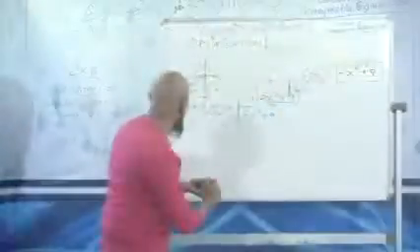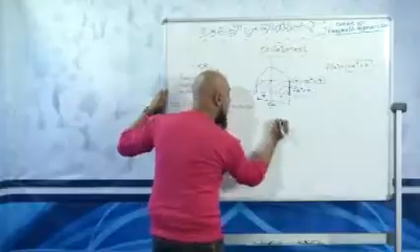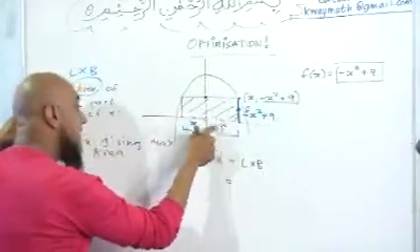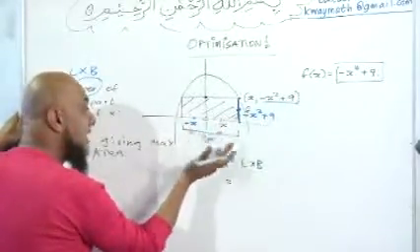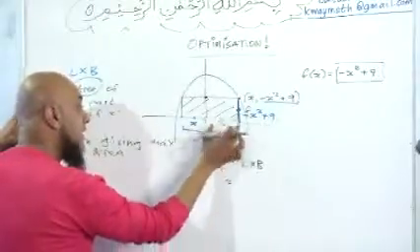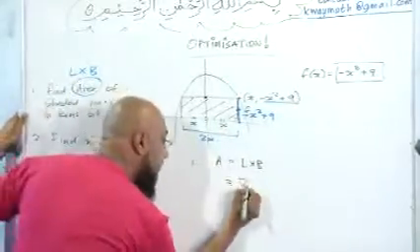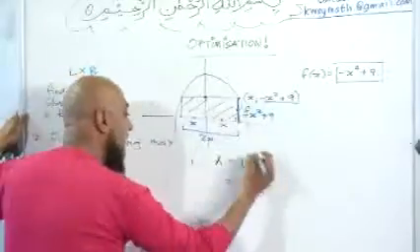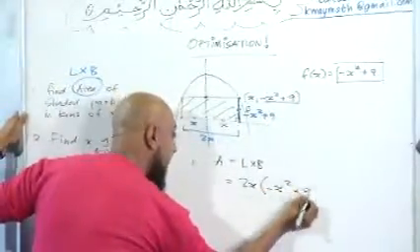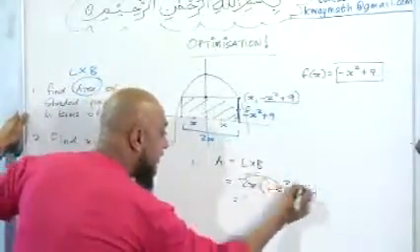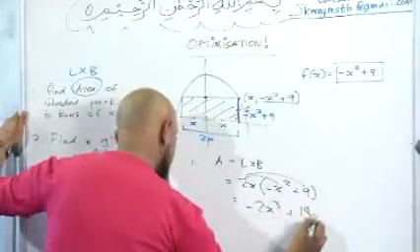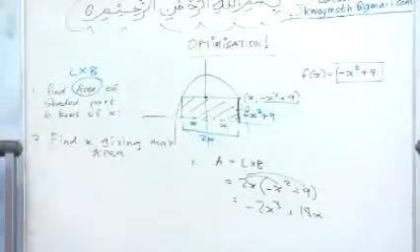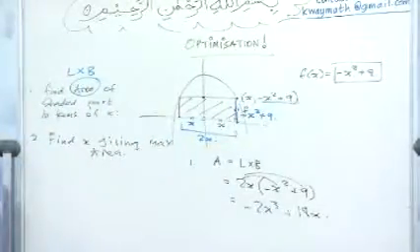So let's go. To answer question number one, we're going to say area is equal to length times breadth. What is your length? X plus x. Remember, although this is a negative x value, distance can never be negative, so we ignore the negative. X plus another x, we get 2x. What is your breadth? Minus x squared plus 9. So this is equal to, we can multiply this out, we get minus 2x cubed plus 18x. And that is your area of the shaded part in terms of x.